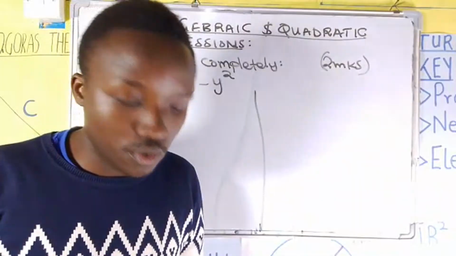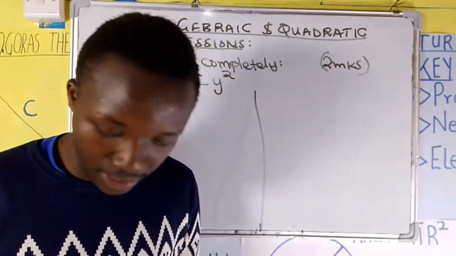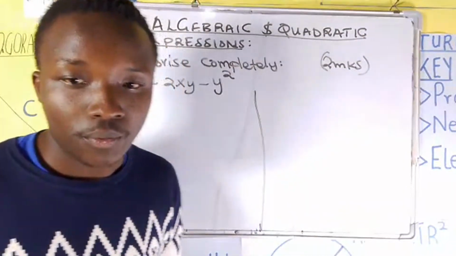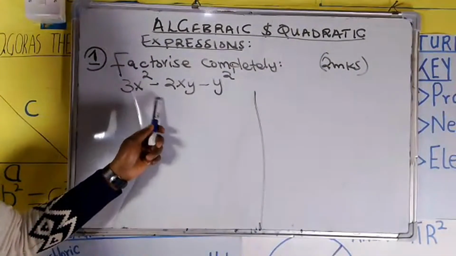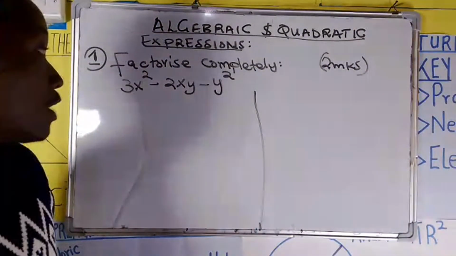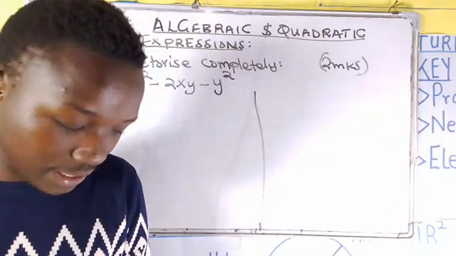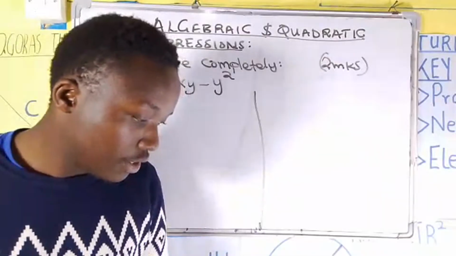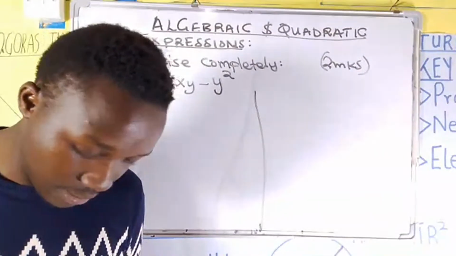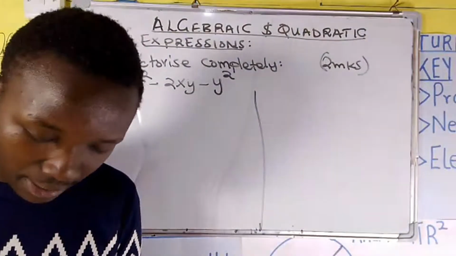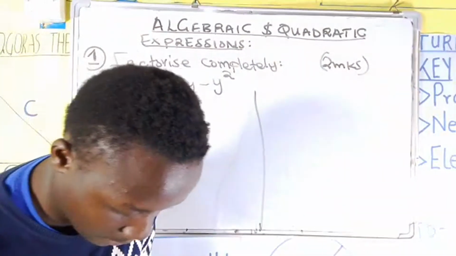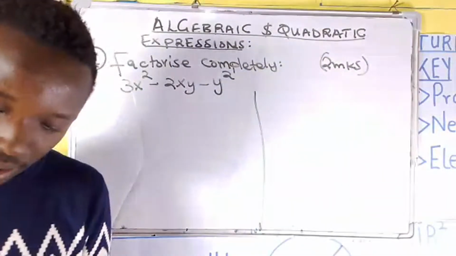So what we are going to do in this scenario, we are going to factorize this. And for us to factorize this algebraic expression, we are going to use quadratic identities to simplify that. So let me add some ink in my pen so that we can start this work.